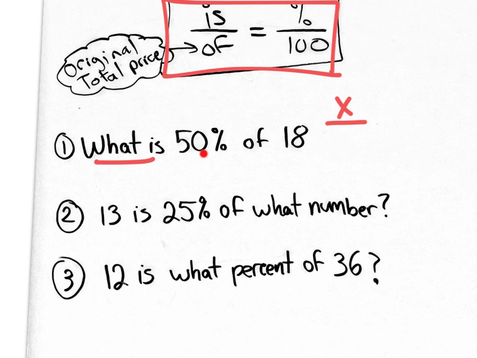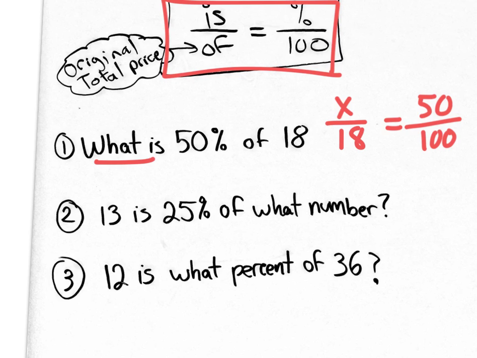It says, what is 50%? Where are you going to write 50? Up here on top of the 100. So you're going to put equals 50% per 100. And it says of 18. So obviously the 18 is going to belong down here with where the word of is at. So you're going to put 18 down here.